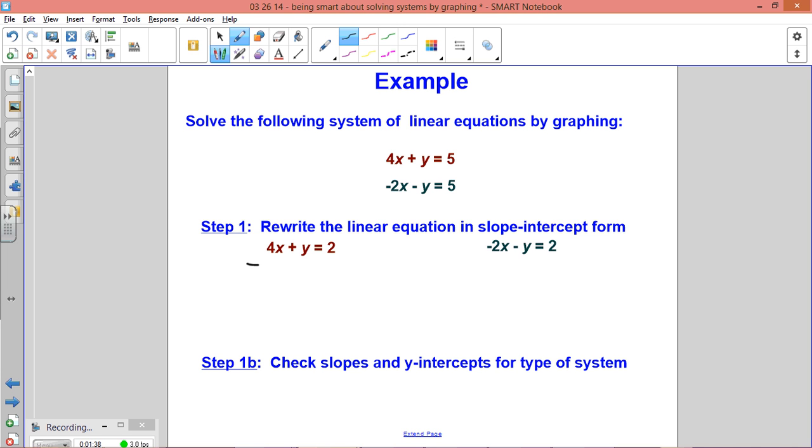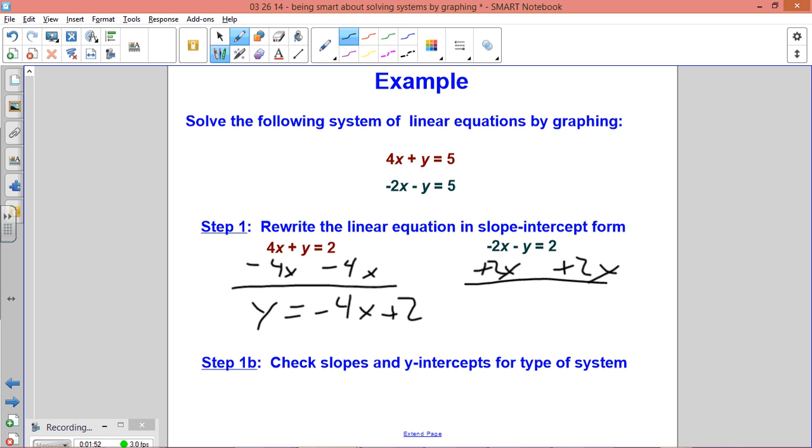For the first one, that means I have to subtract 4x from both sides, and I get that y is equal to negative 4x plus 2. On the next one, I need to add 2x to both sides, and notice what I have, negative y equals 2x plus 2, which will turn into y equals negative 2x minus 2. I can just flip the signs on every single term because that's really the same thing as multiplying everything by negative 1.